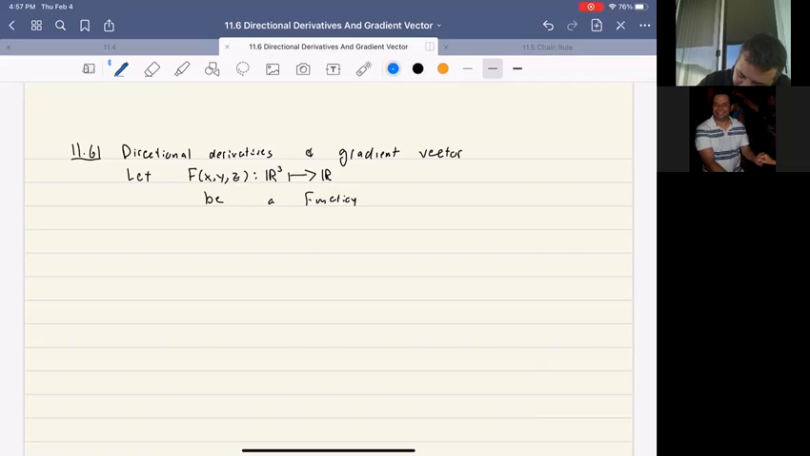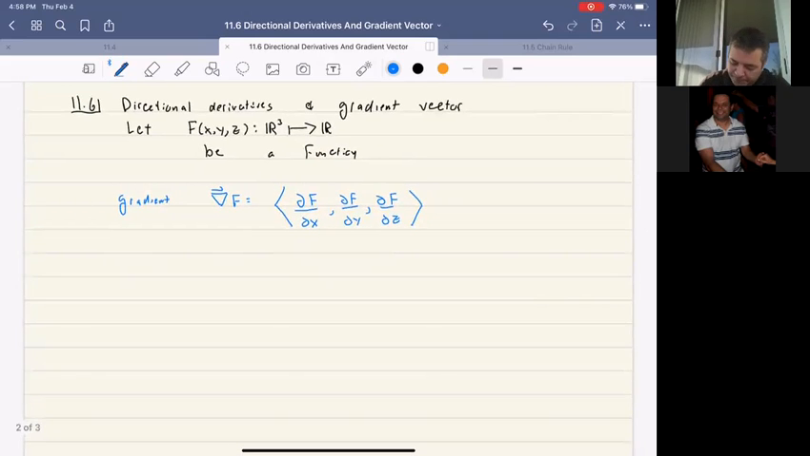Okay, so then the gradient, some people put a little arrow over it, of f is equal to, and it's a vector given by the partial of f with respect to x, partial of f with respect to y, partial of f with respect to z. Okay? And then when we do this, we're going to take what's called a directional derivative.